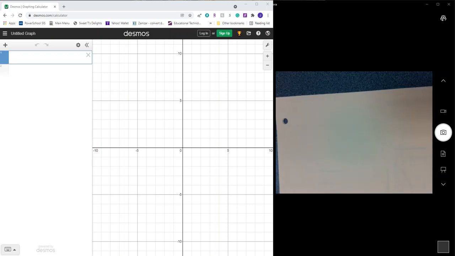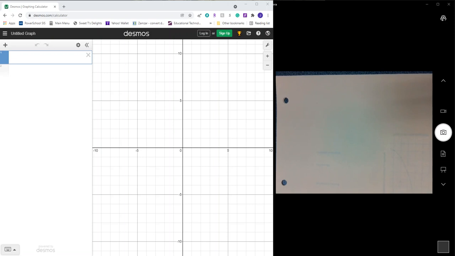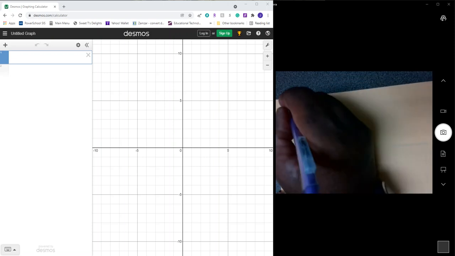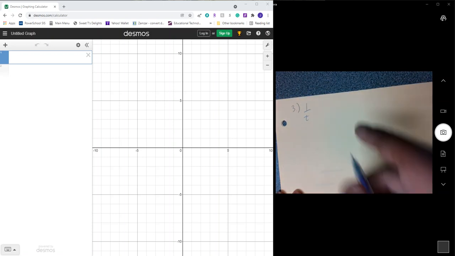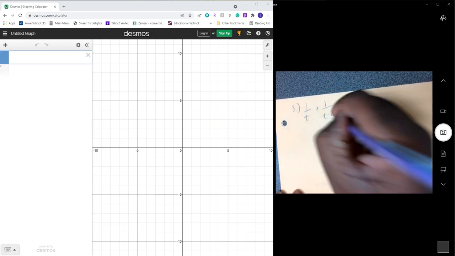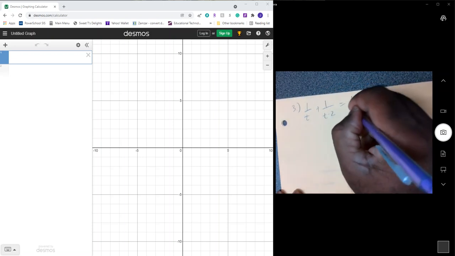If we look on page 537 at number 3, it says the custodian in the mathematics building can buff the main floor 2 minutes faster than his supervisor can. If working together, they can buff the floor in 35 minutes. How long does it take the supervisor working alone to buff the main floor of the mathematics building? Hint, let T represent the supervisor's time and T minus 2 represent the custodian's time. So for number 3, we will have our formula of 1 over T plus 1 over T minus 2 is equal to 1 over 35.